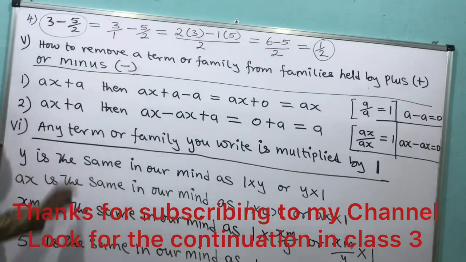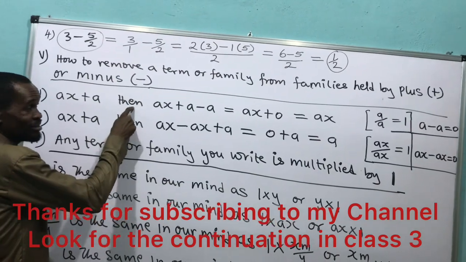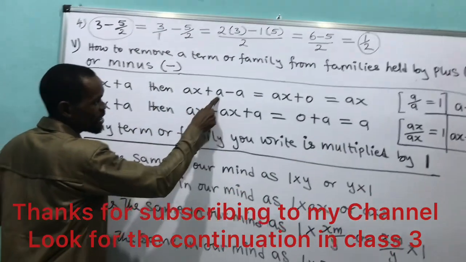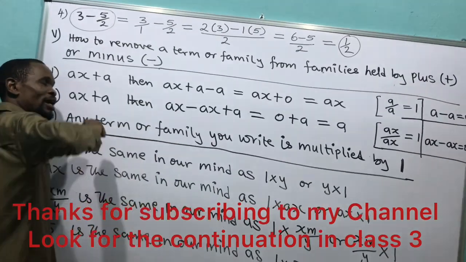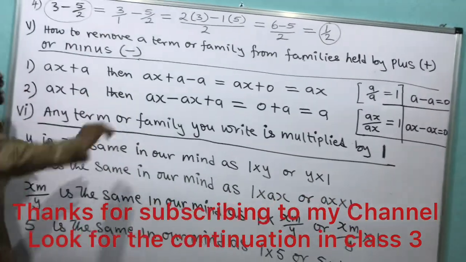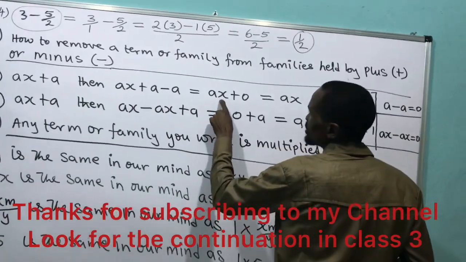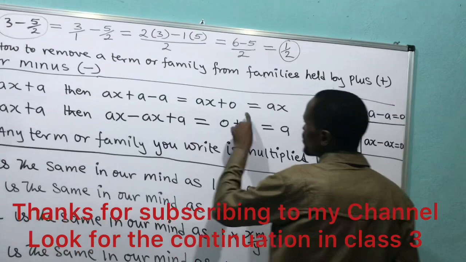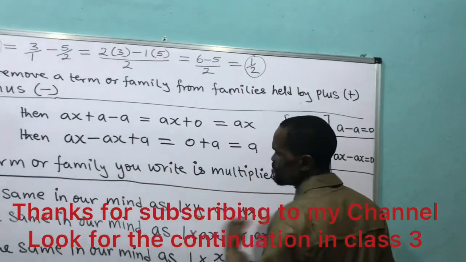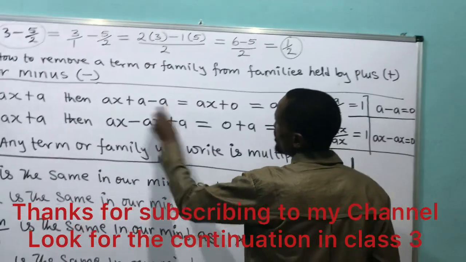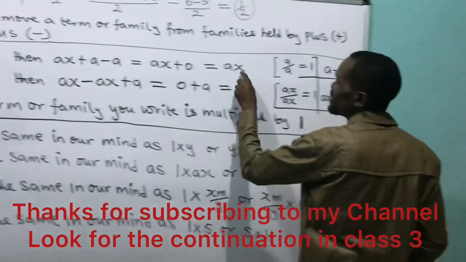I want to remove a from this family. How? What will I do? I will say ax plus a, minus what? a. When I minus a, what will remain? Look at it. a minus a will give me 0. When you remove a, minus means removing a. Minus a from a will give me 0. And my answer will become ax plus 0, which gives me ax.